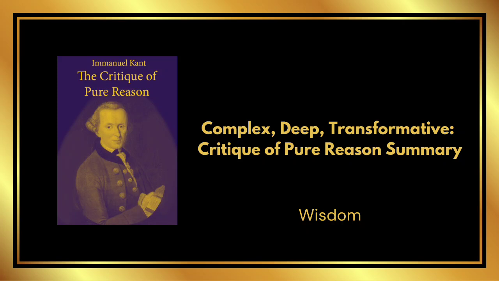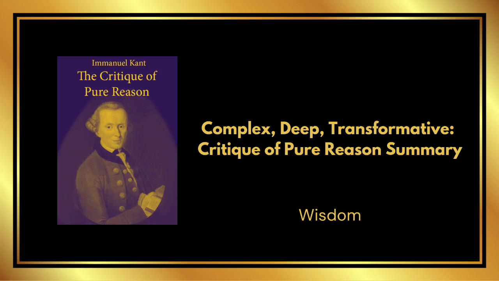Part 2. The Role of Space and Time. One of Kant's most revolutionary ideas is that space and time are not external, objective features of the world, as many philosophers had assumed. Instead, Kant argues that space and time are the ways in which our mind organizes sensory experience. This idea, known as transcendental idealism, asserts that space and time are not properties of things in themselves, but rather forms of intuition that allow us to perceive the world.